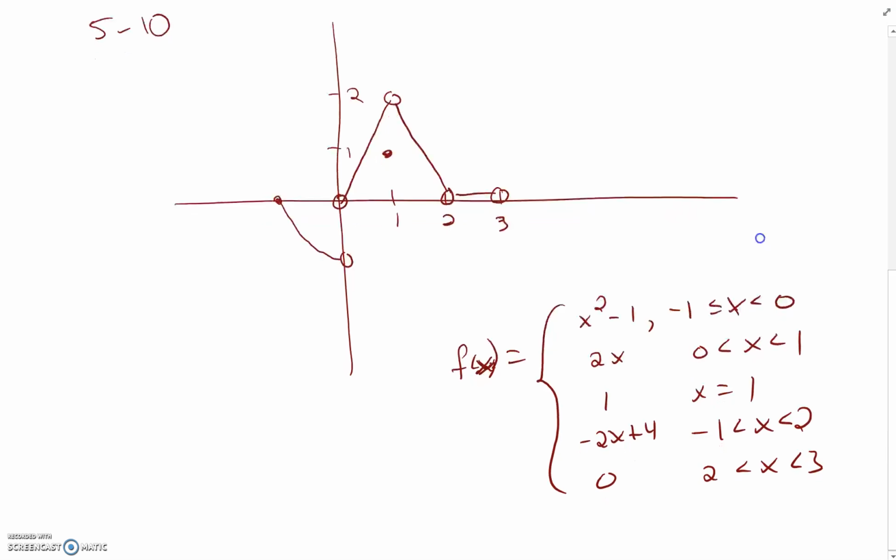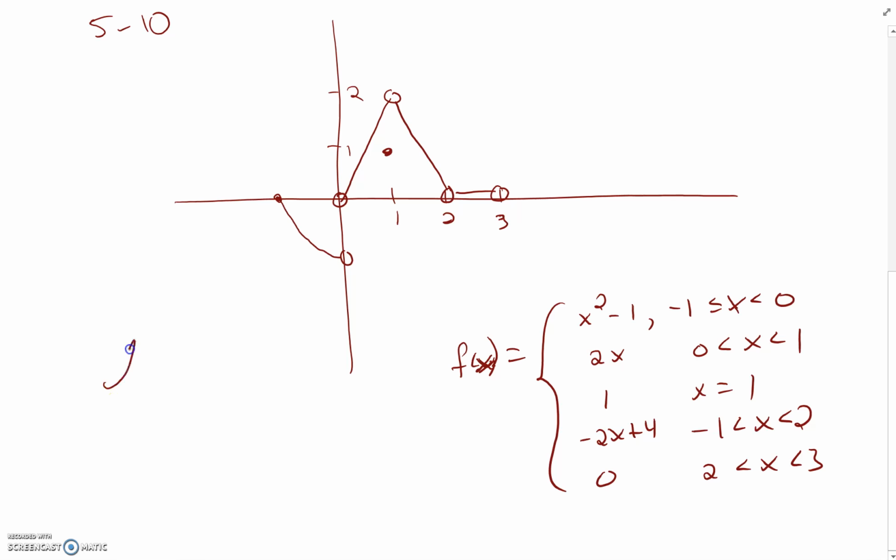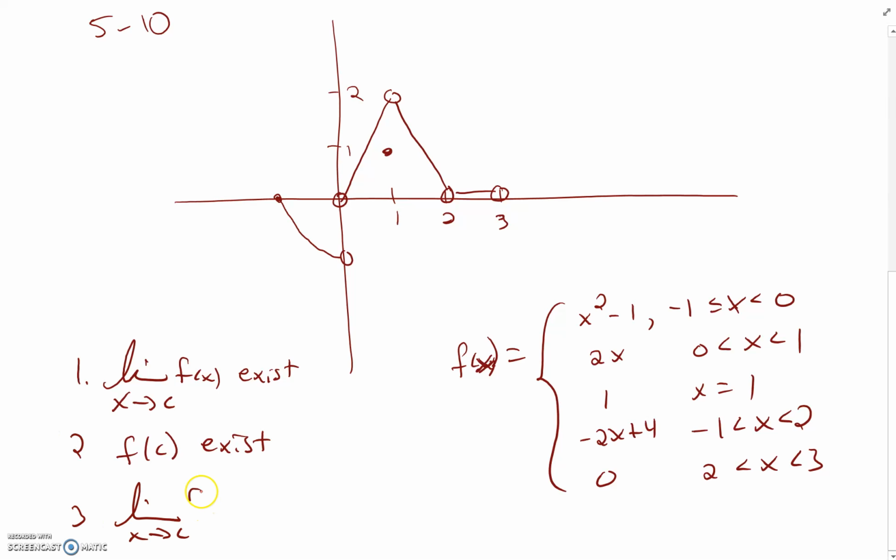The definition of continuity is this. The limit as x approaches c of f of x exists. So there is a limit. The limit has to exist. The function value has to exist. 1, 2, and thirdly, the limit has to equal the function value.